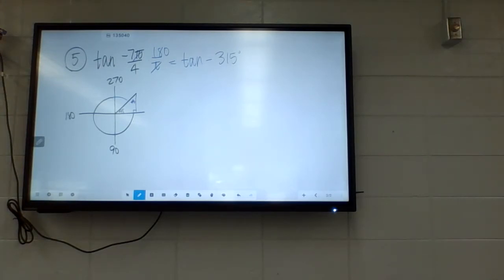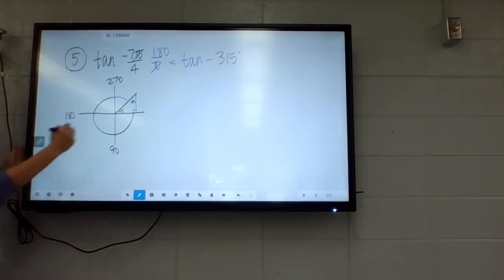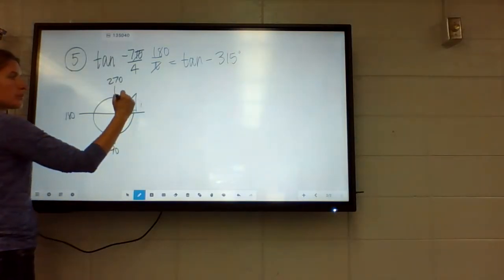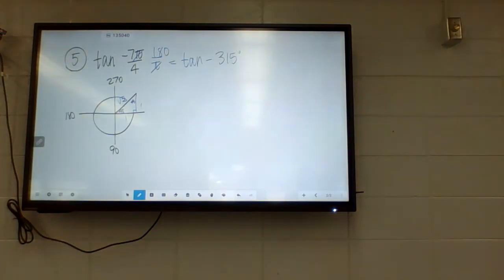Now in a 45, 45, 90, we learned that it's the leg, the leg, and the leg times square root of 2. We're just going to call it 1, 1, square root of 2. It's a unit circle, so we're considering it to be 1 there.